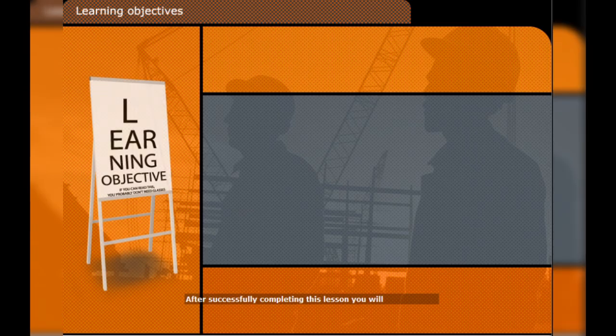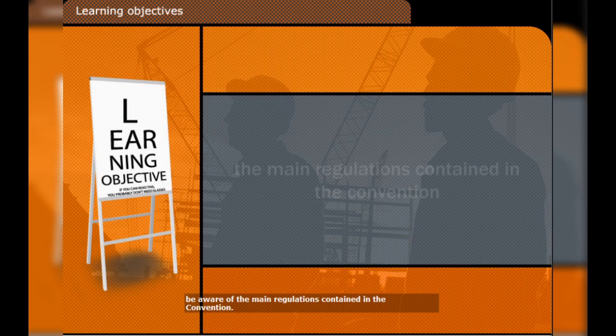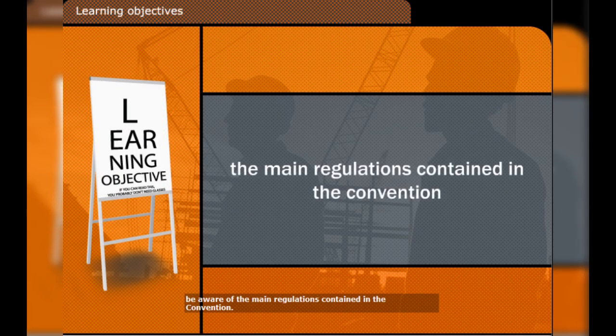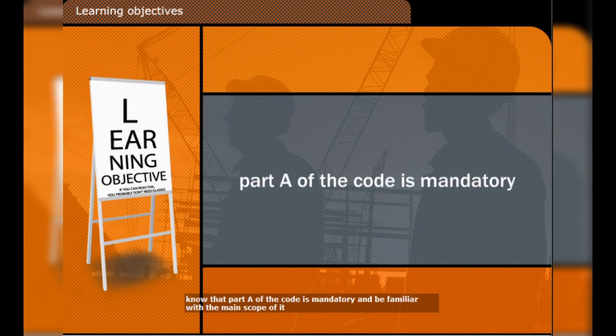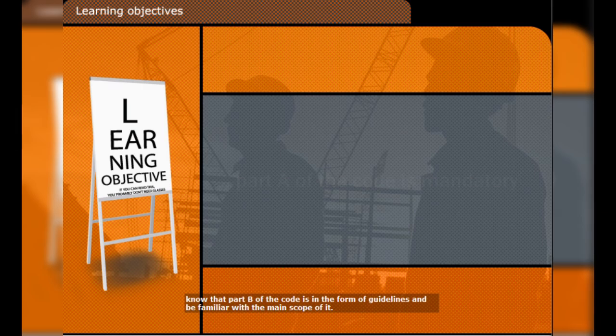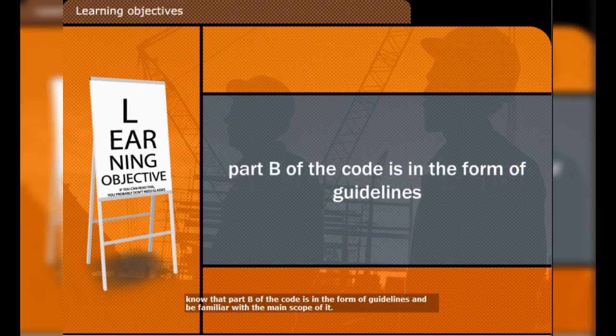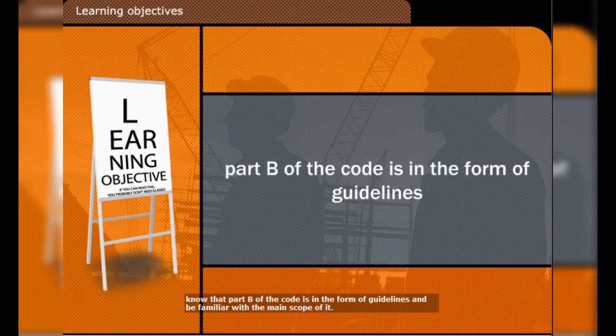After successfully completing this lesson, you will be aware of the main regulations contained in the Convention, know that Part A of the Code is mandatory, and be familiar with the main scope of it. Know that Part B of the Code is in the form of guidelines, and be familiar with the main scope of it.